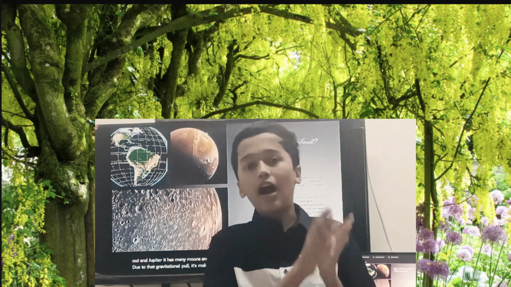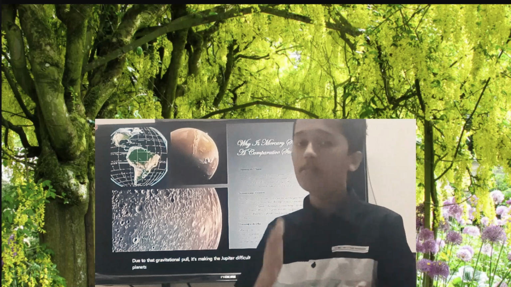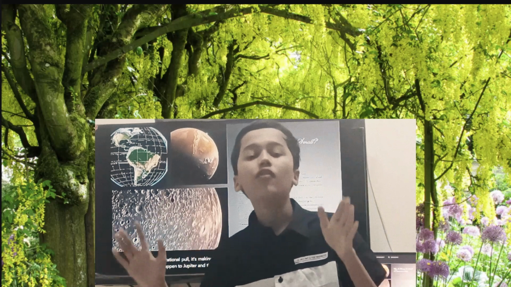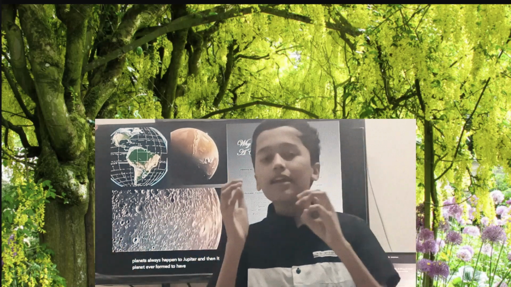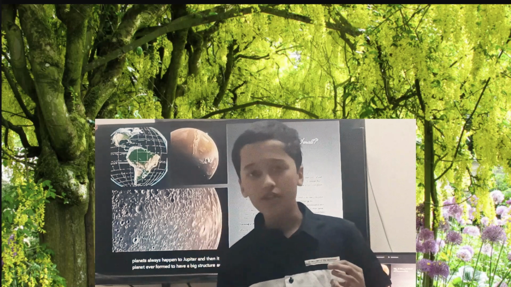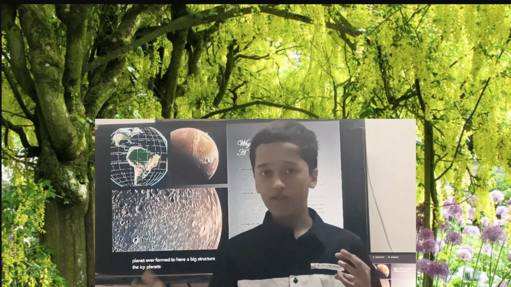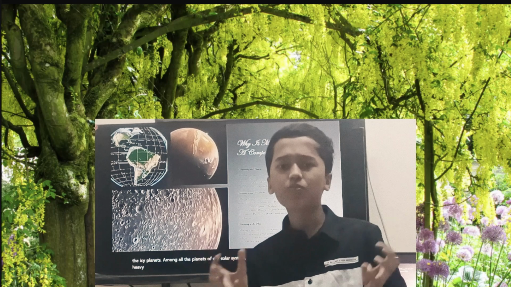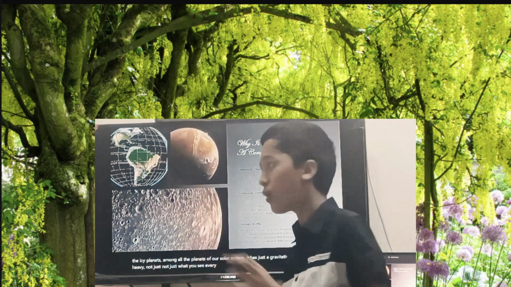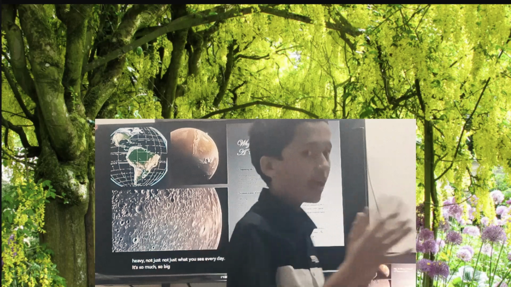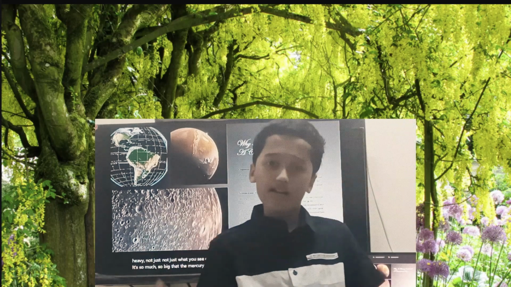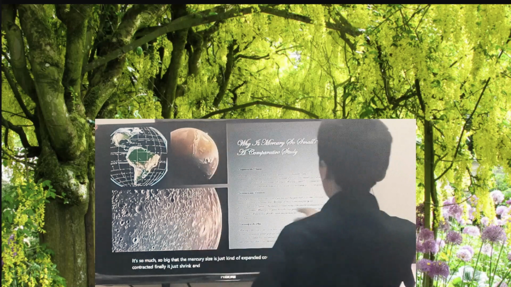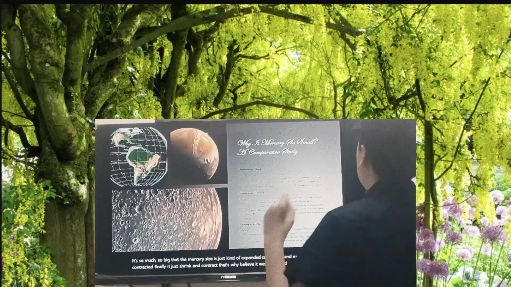Because the icy planets always start from Jupiter and end at Neptune. Jupiter is the first icy planet ever formed to have a big structure, and it has a great gravitational pull among all the icy planets. Among all the planets of our solar system, it has an immense, heavy gravitational pull, not just what you see every day. It's so big that Mercury's size expanded, contracted, and expanded, contracted. Finally, it just shrank. That's why it's believed it was disrupted by the gravitational pull of Jupiter.